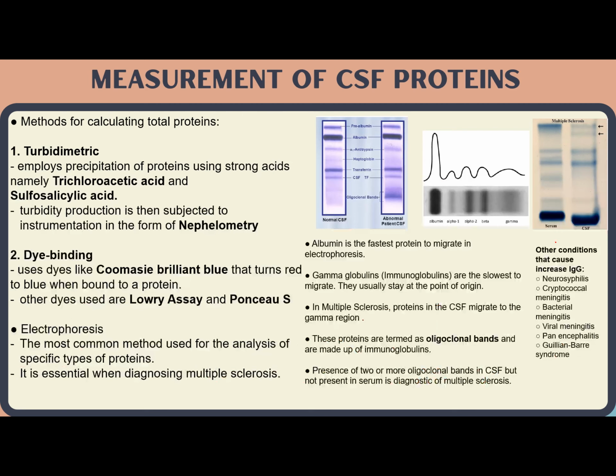Now, how would you measure CSF protein? You could do the following methods. We have the first one, the turbidimetric method. It employs the precipitation of proteins using strong acids such as trichloroacetic acid and sulfosalicylic acid. The turbidity produced is then subjected to instrumentation in the form of nephelometry. So you would use a nephelometer to assess the turbidity.